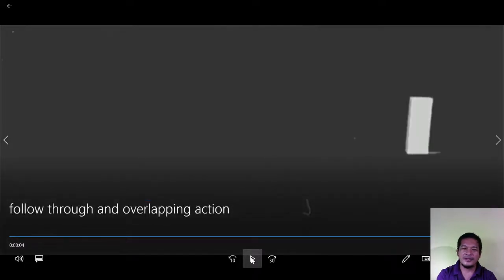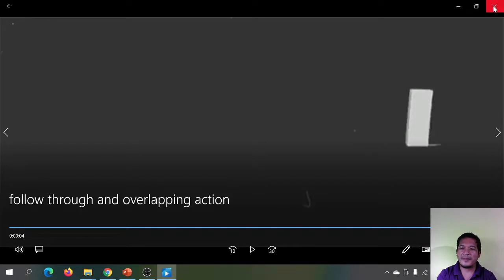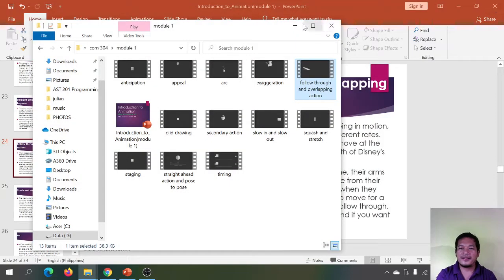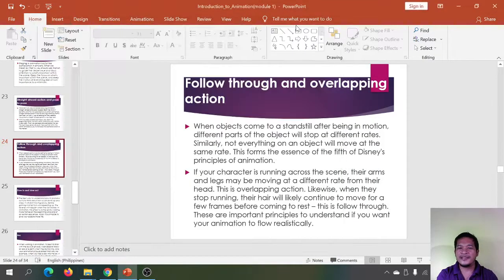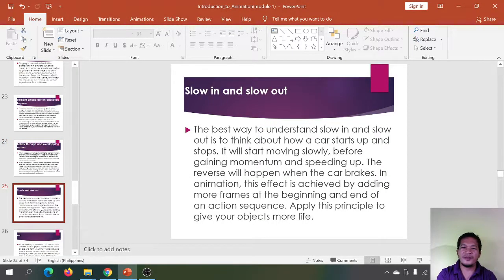That is, we will follow through and overlapping action. Okay, so principle of animation. Then the next is the slow in and slow out.